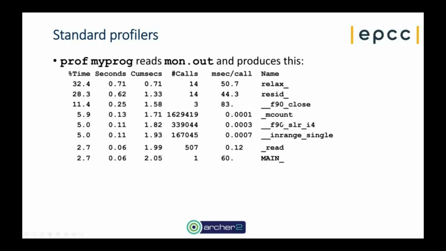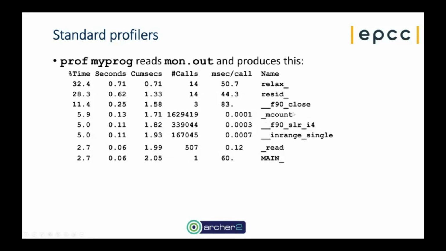And then there's this thing called mcount, and this is actually the overhead of the profiler. The mcount routine is something that the compiler added to my executable to create the profile data. So that's the overhead of my profiling. You can see on this one it took about 6%. It was about a 6% overhead for this run.